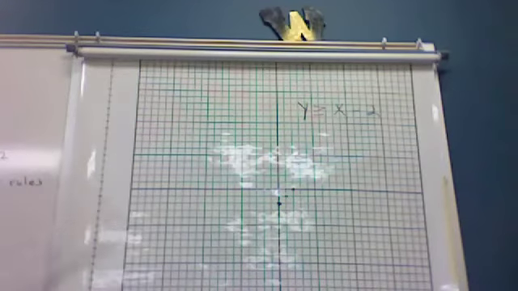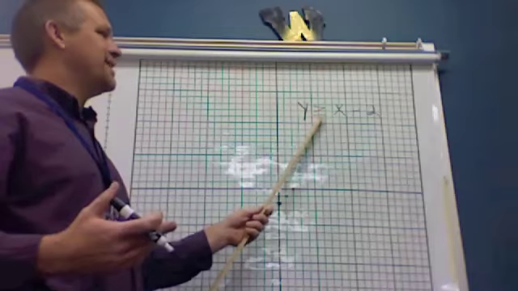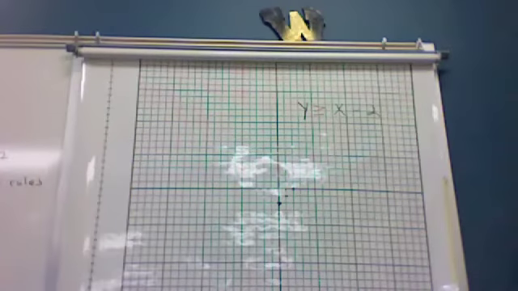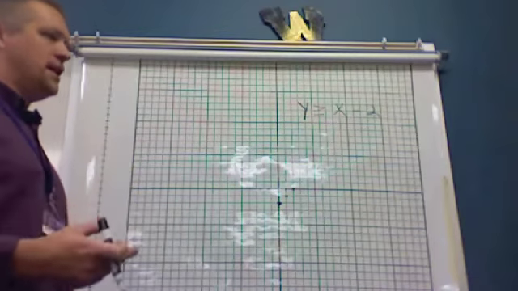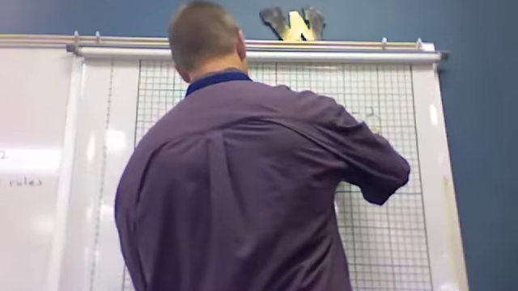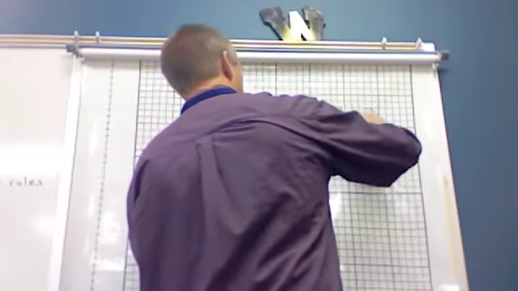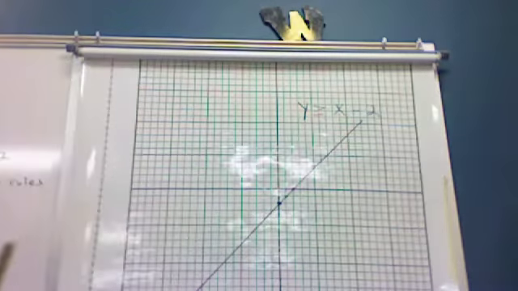Now, because it's an inequality, there's multiple answers, and because it's greater than or equal to, you are going to draw a solid line. If it was just greater than, we would draw a dashed line because it does not include the numbers along the line. We'll draw our graph with a solid line.